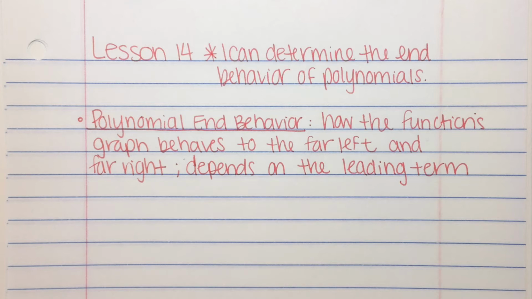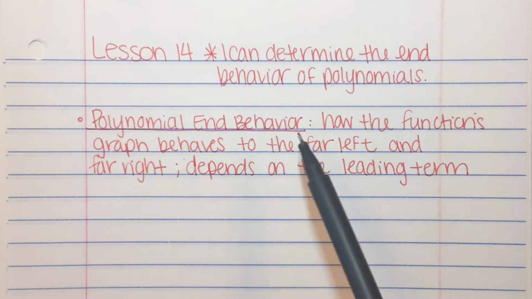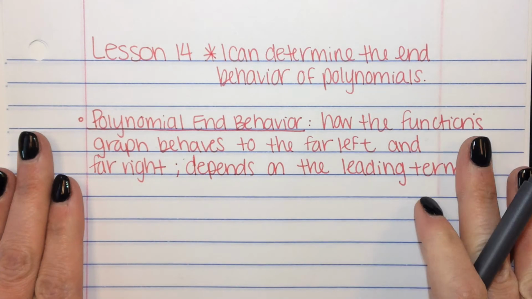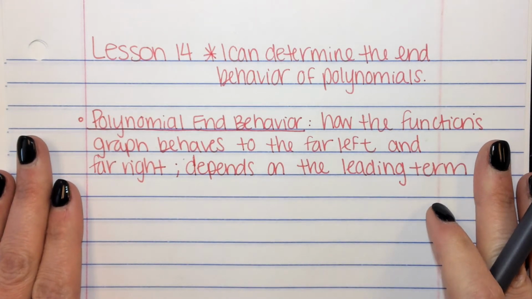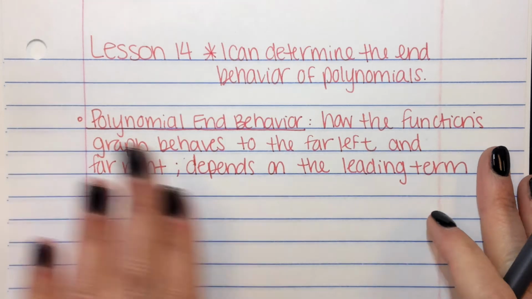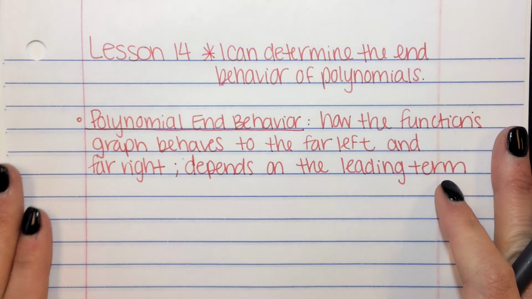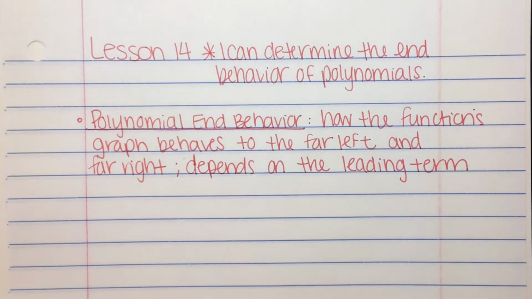A polynomial's end behavior just refers to how the function's graph behaves to the far left and the far right. So if you're looking at the graph, you're looking at the coordinate plane, you're going to look at the far left, see how the graph is behaving, and on the far right and see how it's behaving. And its behavior depends on that leading term. We talked about that in lesson 13. The leading term is just that first term of the polynomial when they're in standard form. It's the term that has the degree of the polynomial.